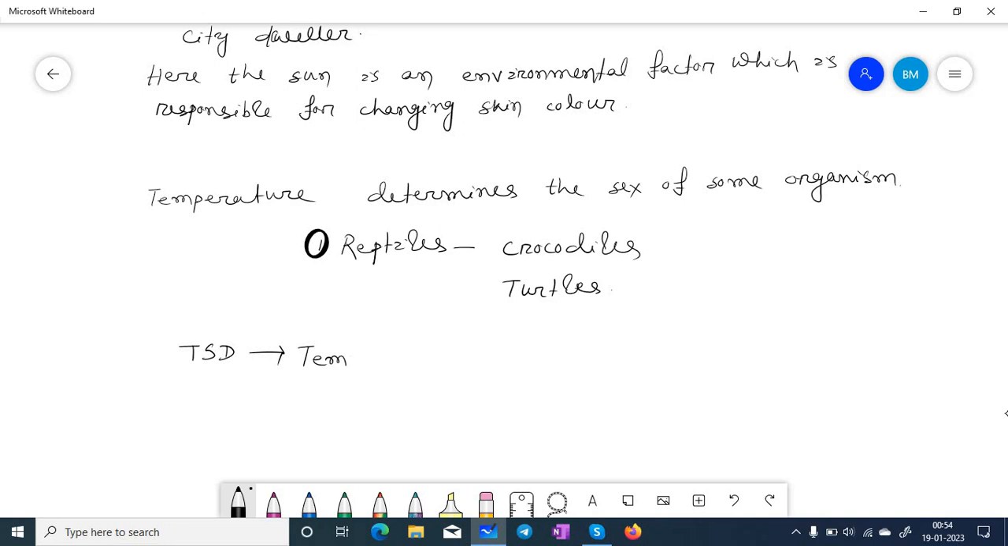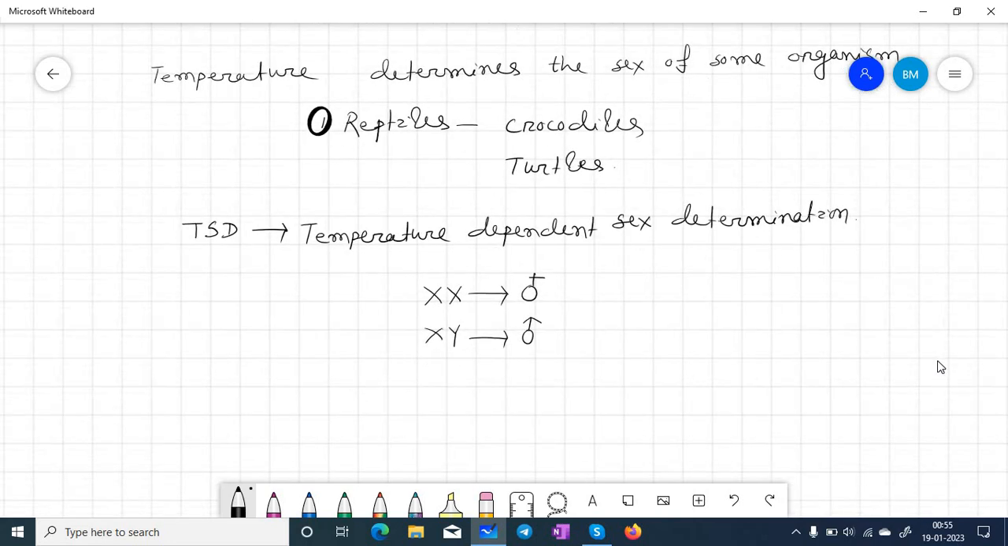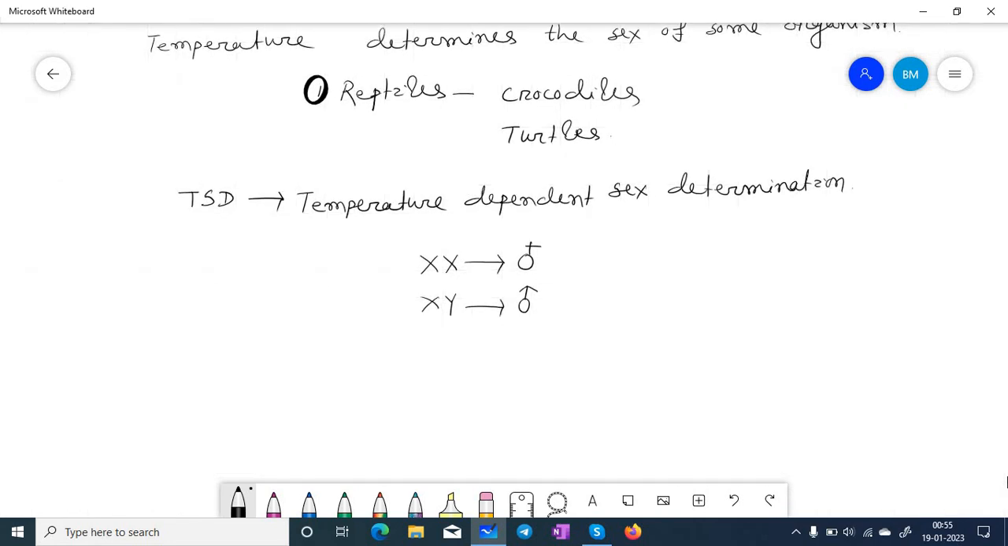This is temperature dependent sex determination. Mostly we know that sex is determined by genes, maybe homozygous, maybe heterozygous. For example, in humans, homozygous XX is female, and XY, heterozygous, is male. It is exclusively determined by the chromosomes, that is X and Y. But in the case of crocodiles and reptiles, when temperature fluctuates, the sex of the individual will change.